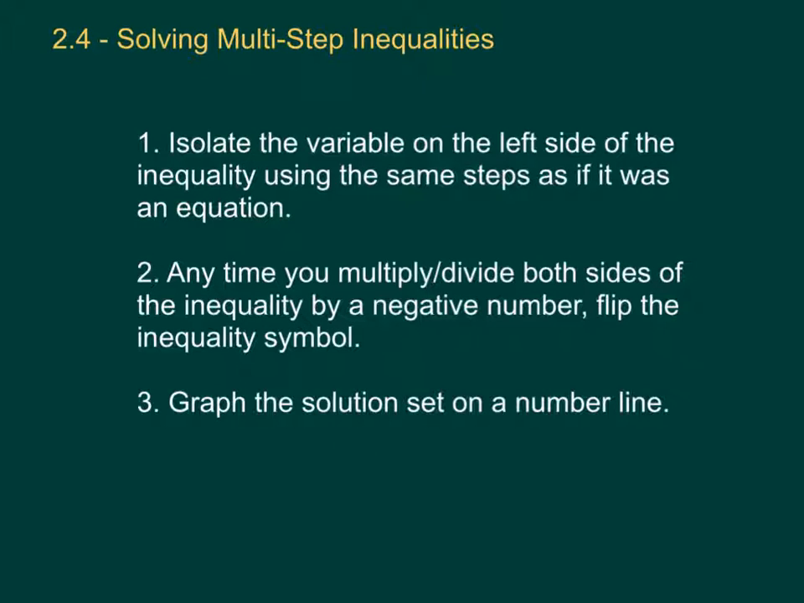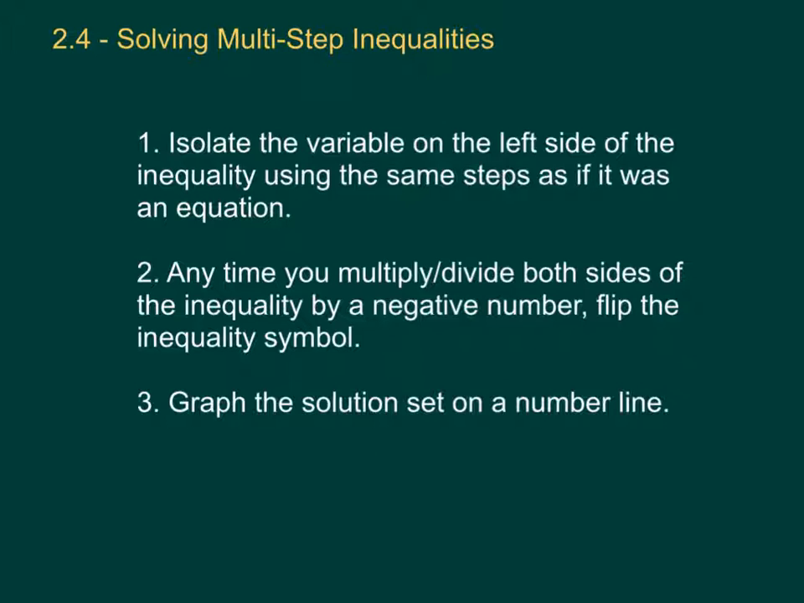Section 2.4, Solving Multi-Step Inequalities. So this is kind of just a continuation of the last couple of sections, kind of putting it all together. In order to solve a multi-step inequality, we isolate the variable, ideally on the left side of the inequality, using the same steps as if it was an equation.